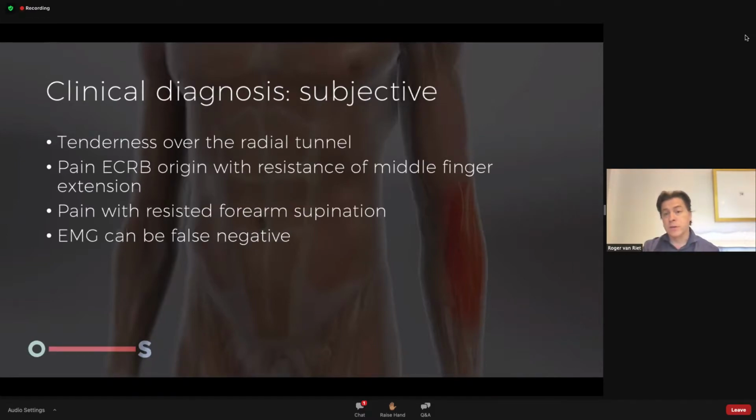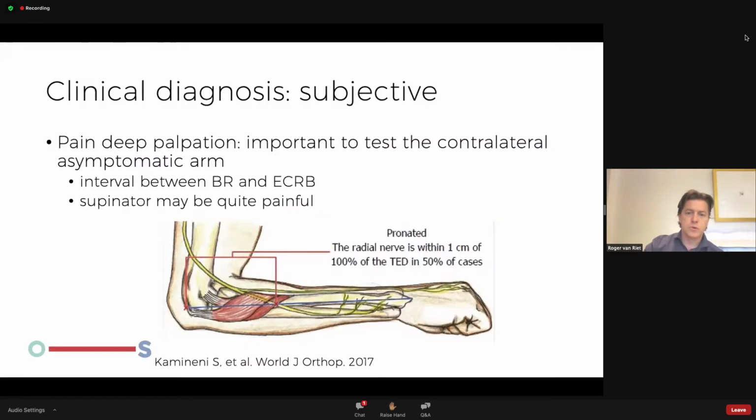Clinical diagnosis is relatively subjective. Tenderness over the radial tunnel, pain at the ECRB origin with resistance of middle finger extension. This is from the textbook. Pain with resisted forearm supination, EMG can be false negative. This is what's always been said. It's true to some extent, but there are some things you can do to improve your diagnosis.